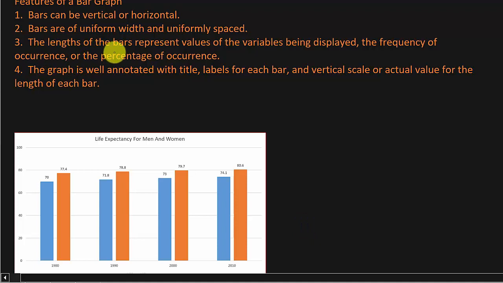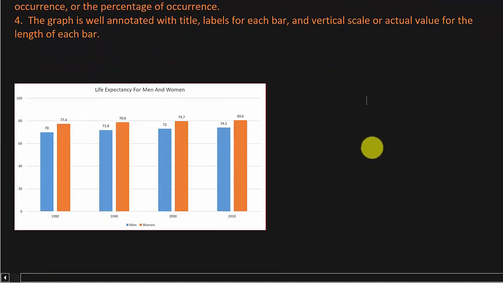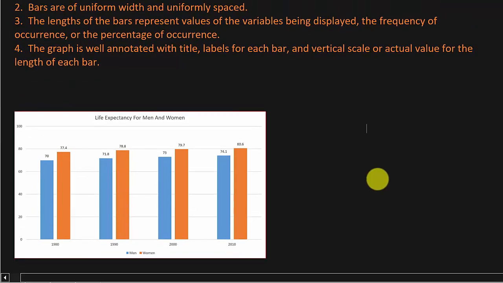The lengths of the bars represent values of the variables being displayed, the frequency of occurrence, or the percentage of occurrence. So based on whatever your frequency is, or whatever the data you have, that's going to tell you how tall the bar is, how high to draw it. And the graph is well annotated with title, labels for each bar, and vertical scale or actual value for the length of each bar.